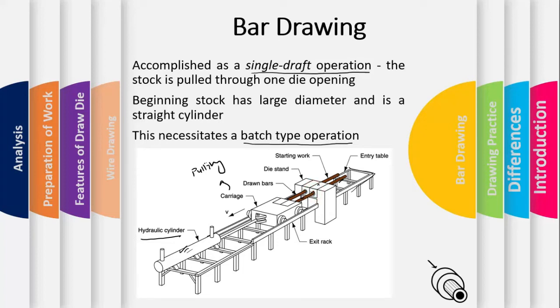And there is some lubrication also, right? At the entry side, toward this entry side, when it is entering into the die cavity, there is some lubrication as well, right? So this is the basic scheme for the bar drawing operation.